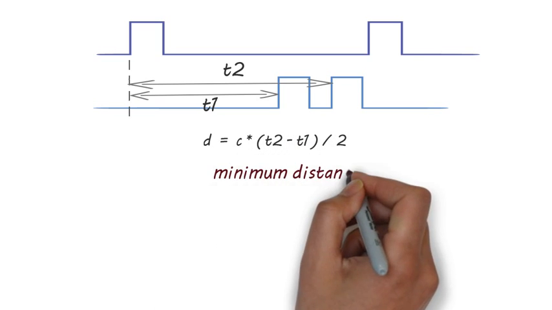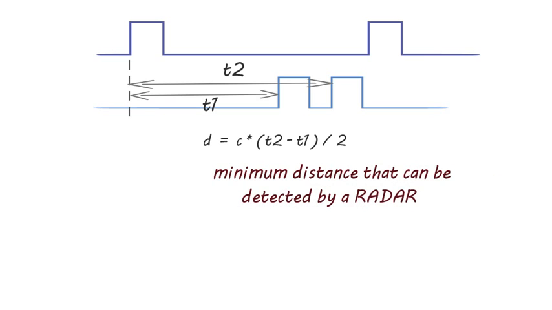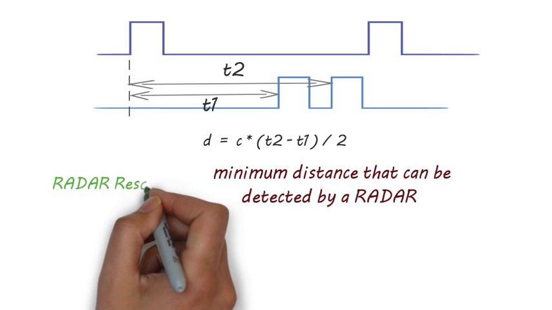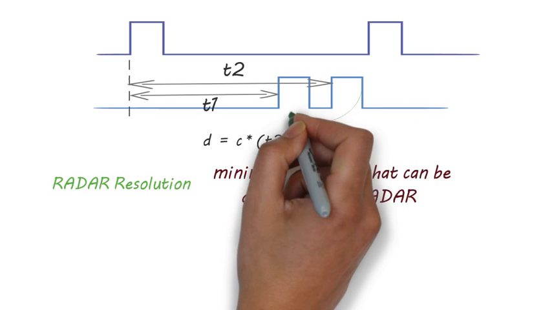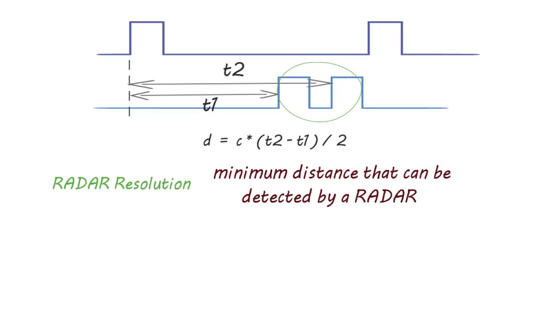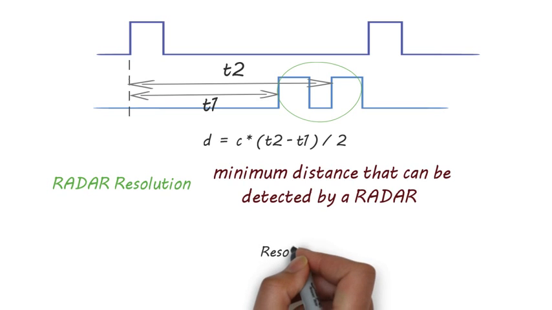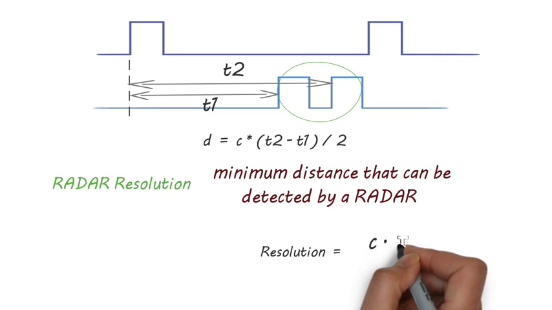And the minimum distance that a radar can detect is called radar resolution. So for minimum detectable distance, the two echo pulses must be just one after other without any time gap and also should not overlap each other. In that case, the difference in t1 and t2 will become tau, that is pulse width. So resolution will be c into tau divided by 2.